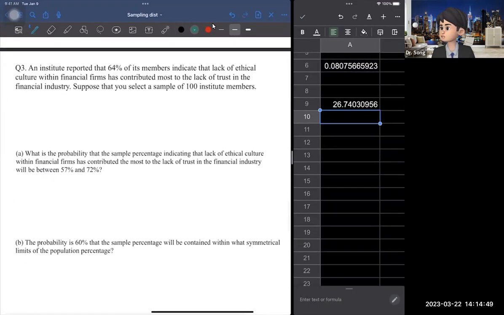Question number 3 is about the proportion. Now, take a look at the question. An institute reported that 64% of its members indicate that lack of ethical culture within financial firms has contributed most to lack of trust in the financial industry. Suppose that you select a sample of 100 institute members. We want to know whether the sample proportion p follows a normal distribution or not. Well, like I told you, we need to check the conditions: n times pi is greater than or equal to 10, and n times 1 minus pi is greater than or equal to 10.